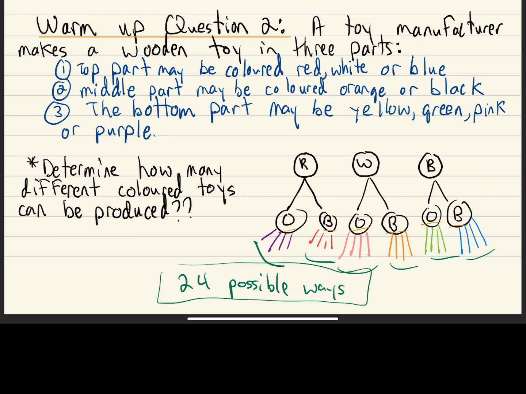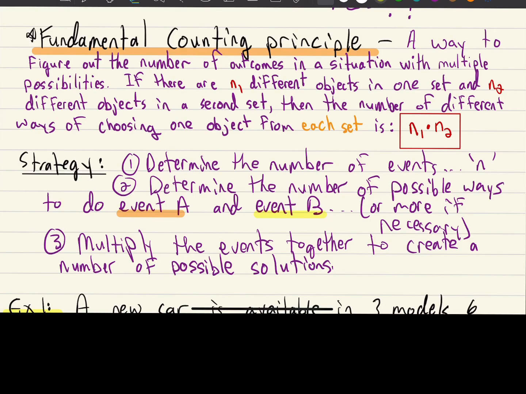And so, is there a more set way that we can do this, especially as the scenarios get more complex than just trying to list every single possible one and then counting? Yes, absolutely. And that is called the fundamental counting principle. So what the fundamental counting principle is, it's a way to figure out the number of outcomes in a situation with multiple possibilities, kind of like the toy situation we just discussed previously.